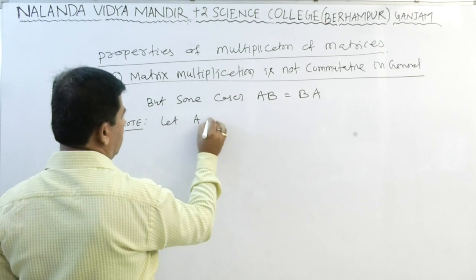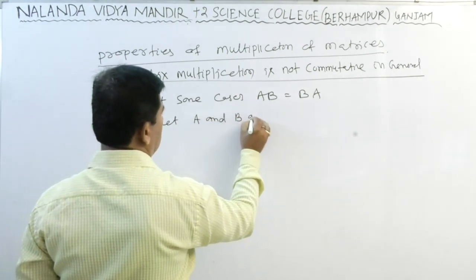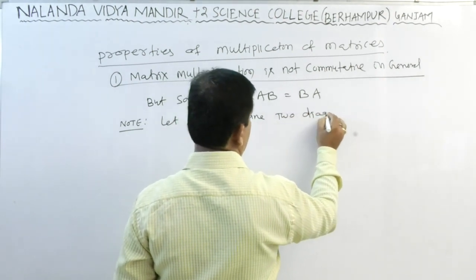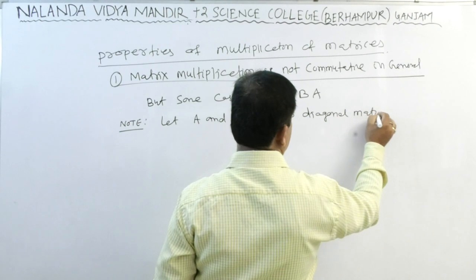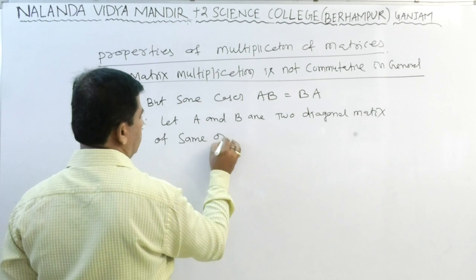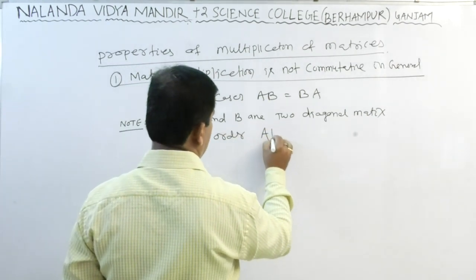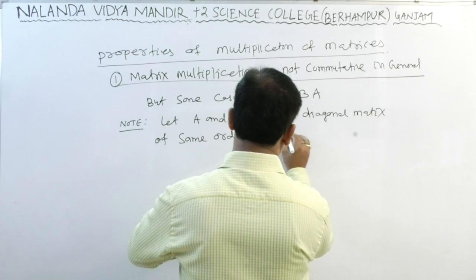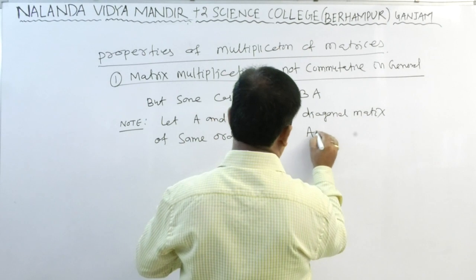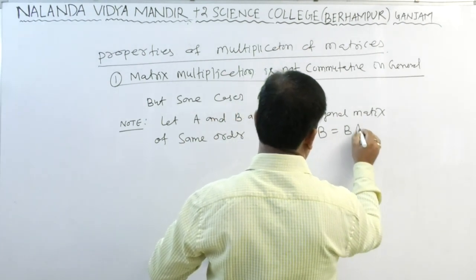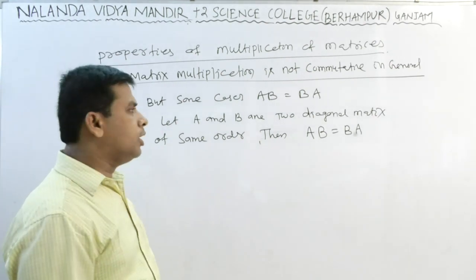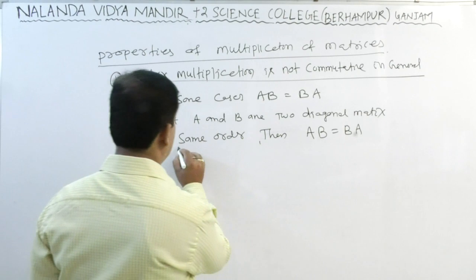Let A and B be two diagonal matrices of the same order. Then AB is equal to BA. So A and B are both diagonal matrices, and their orders are the same.